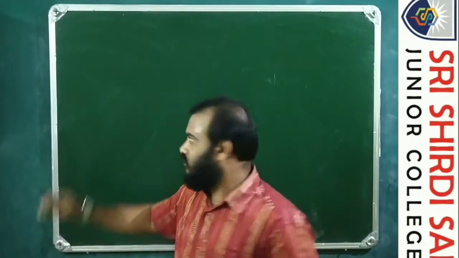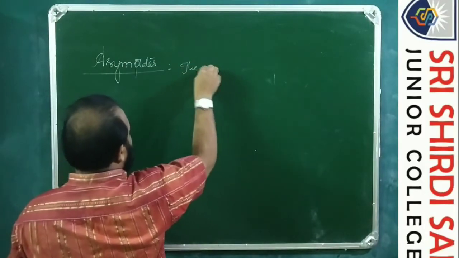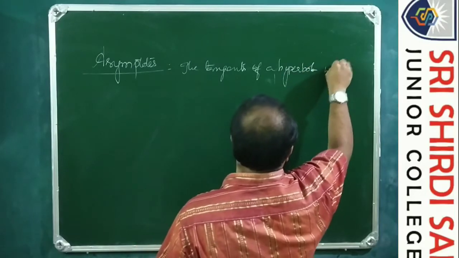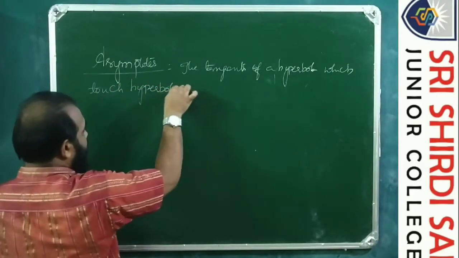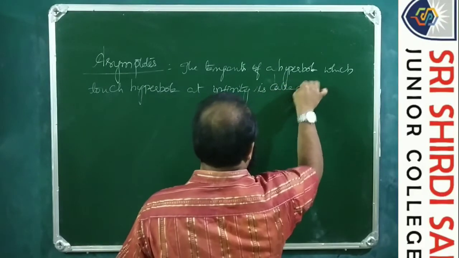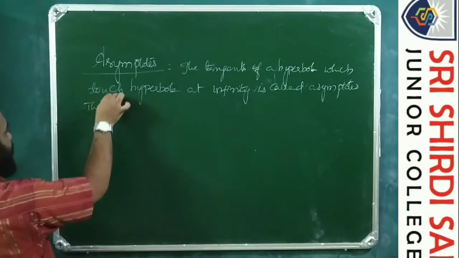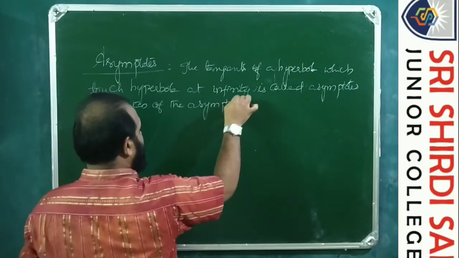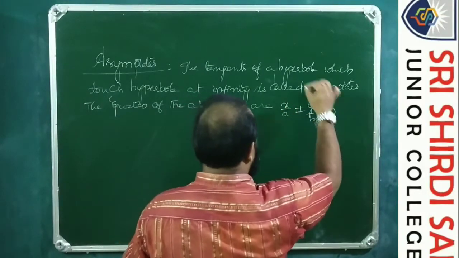Our next topic is asymptotes. The tangents of a hyperbola which touch the hyperbola at infinity are called asymptotes. So the equations of the asymptotes are x by a plus or minus y by b equals 0.